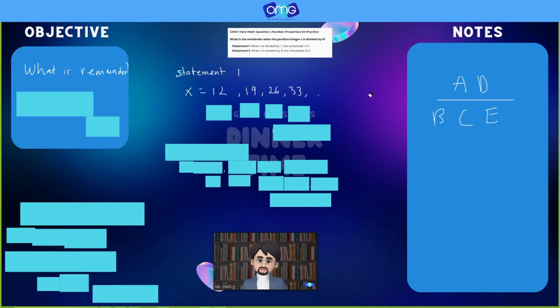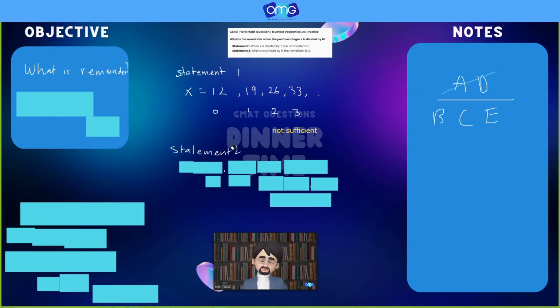What is the remainder when divided by 6? The remainders here are 0, 1, 2, 3. All the remainders are different, so I can say this is not sufficient, because the remainders do not give one answer. So we can say that A and D are wrong. Well, let's look at statement 2.